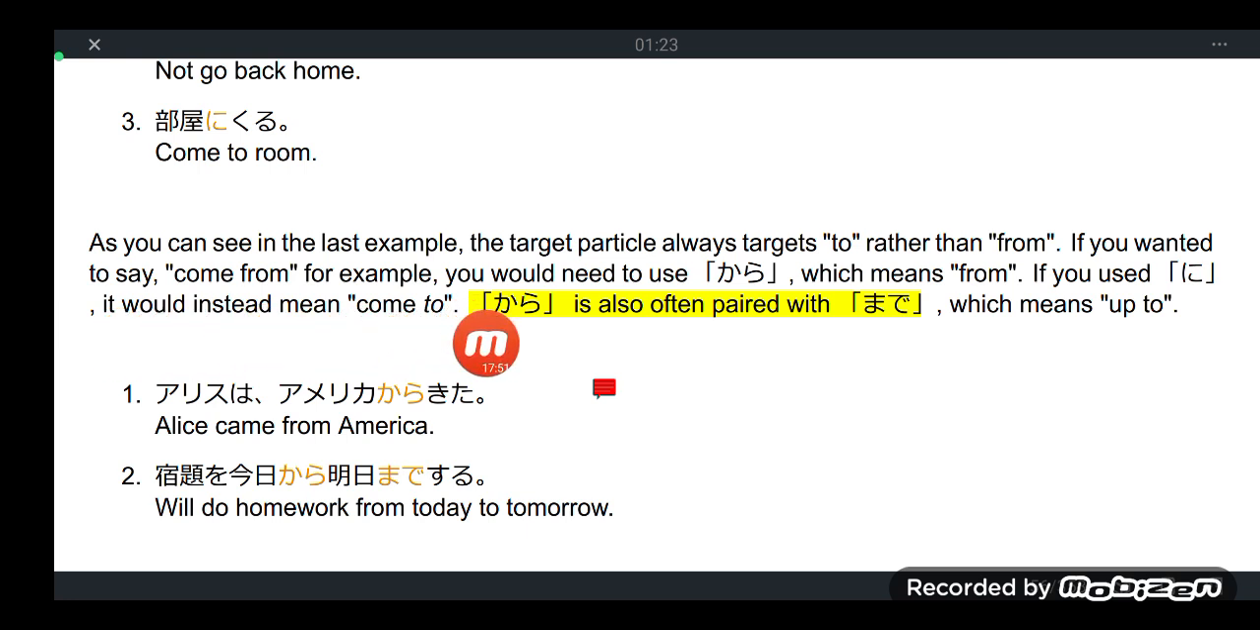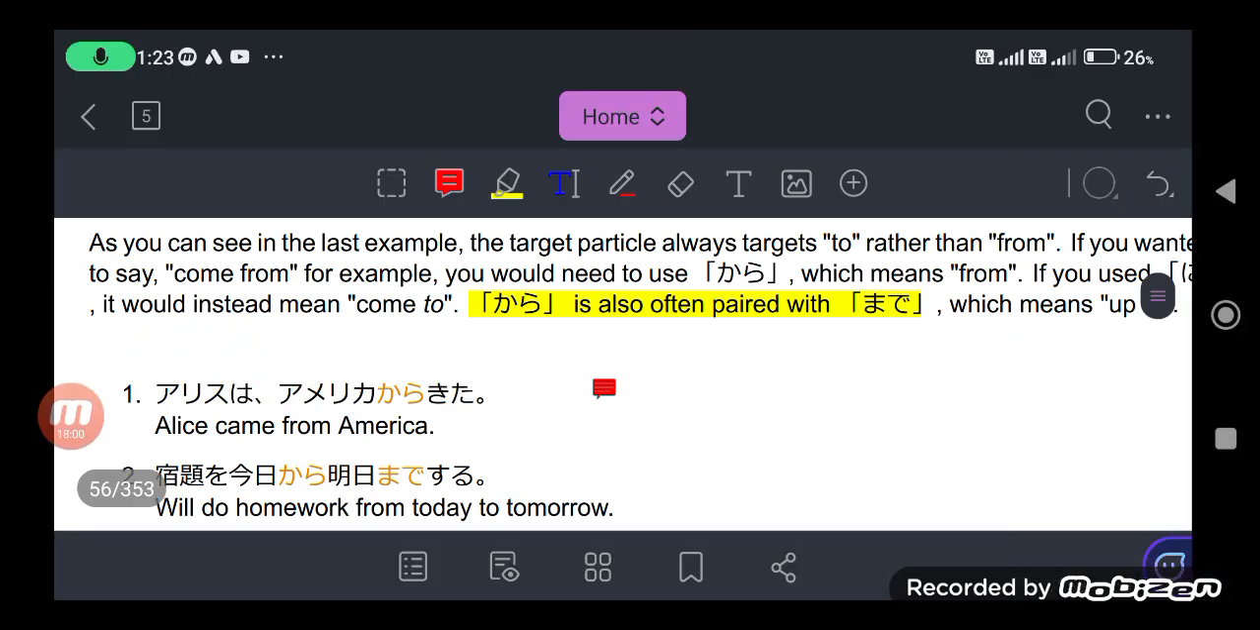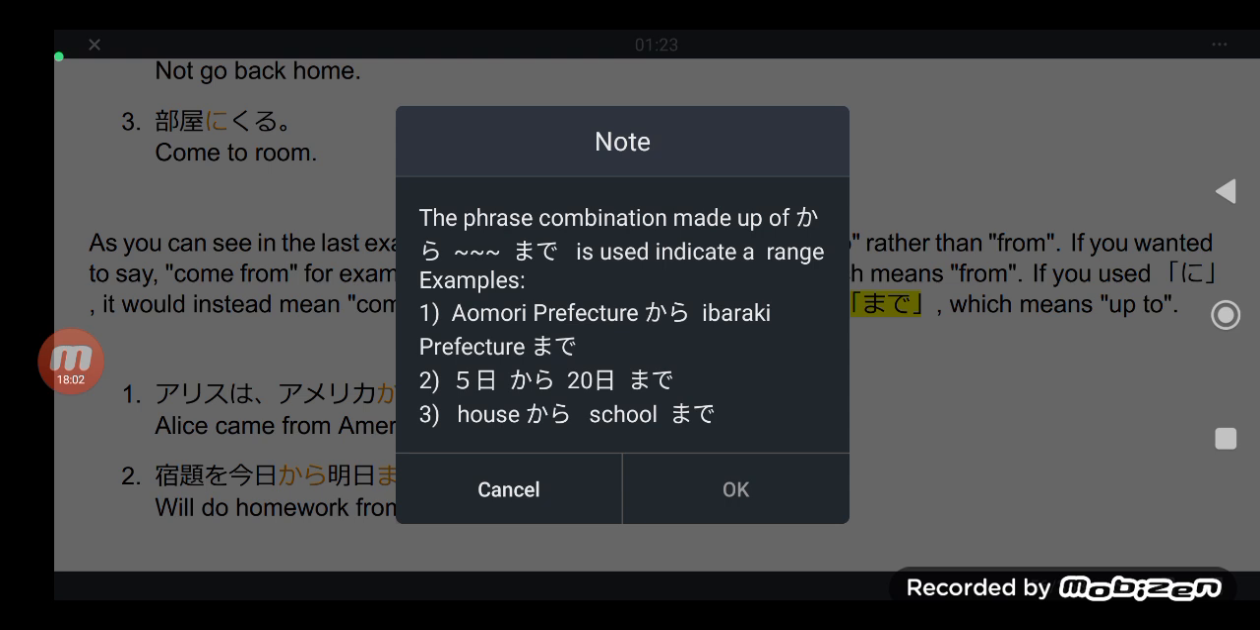So kara is oftentimes paired with made, which means up to. So let me have a note on that. The phrase combination made up of kara, blah blah blah, made is used to indicate a range.